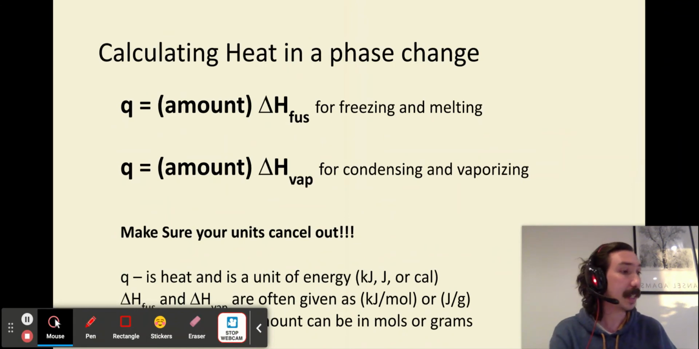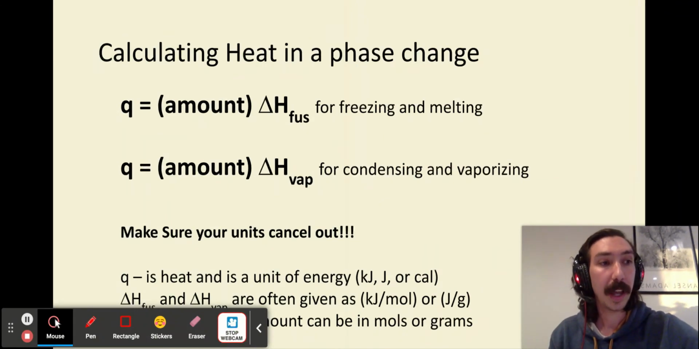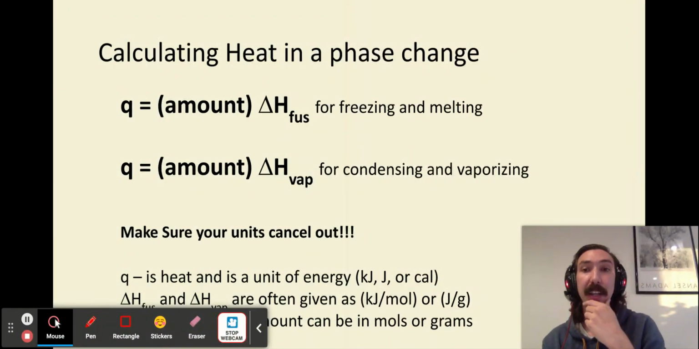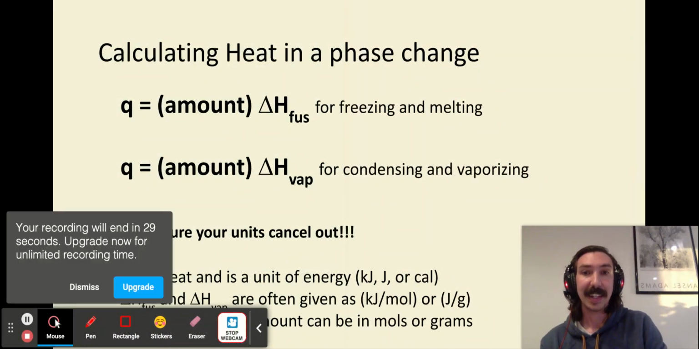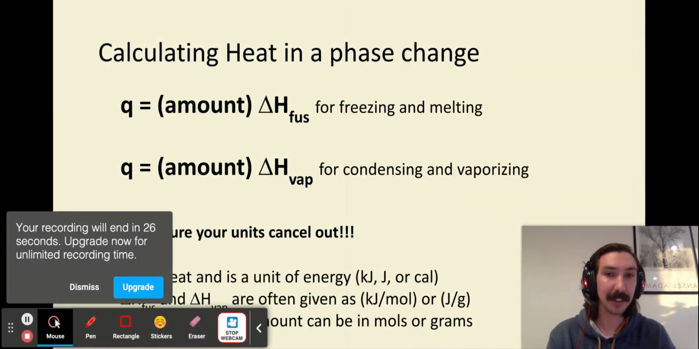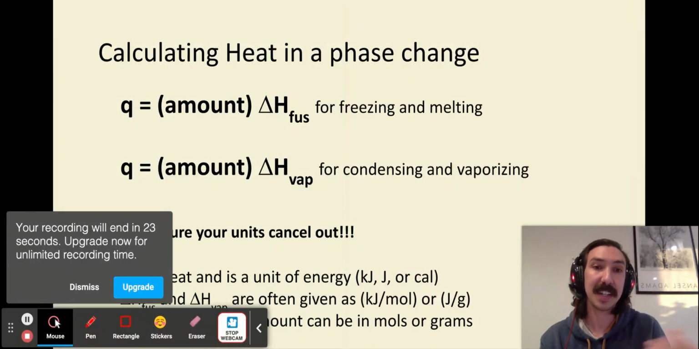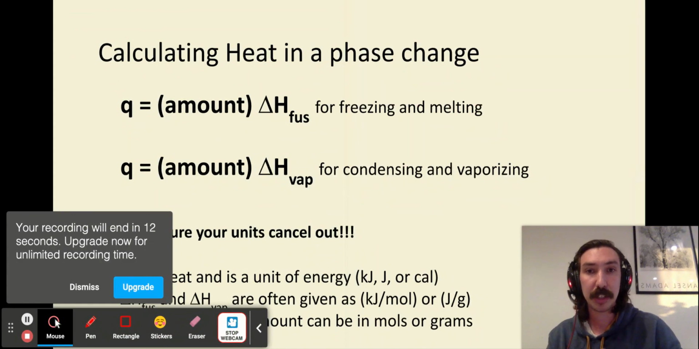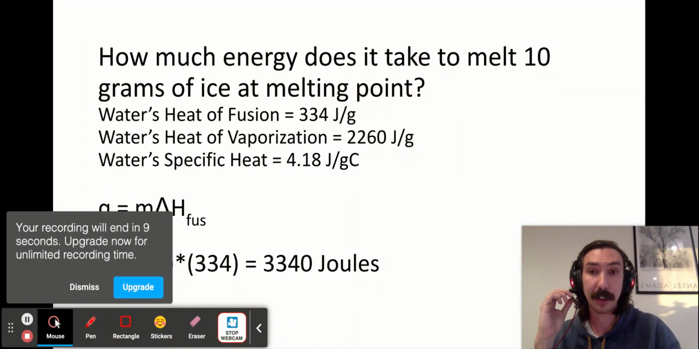So now we have to use a different equation for when we are calculating heat when something is freezing or melting or boiling or condensing, and it'll be right here. Heat is equal to the amount times our enthalpy of fusion if it's freezing or melting, and heat equals the amount times our enthalpy of vaporization if it's condensing or vaporizing. Make sure your units cancel out because sometimes they give you different units. So make sure to write those equations down. And then here are a couple examples.